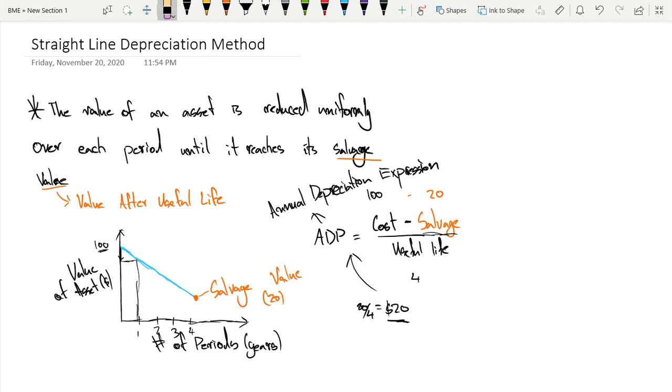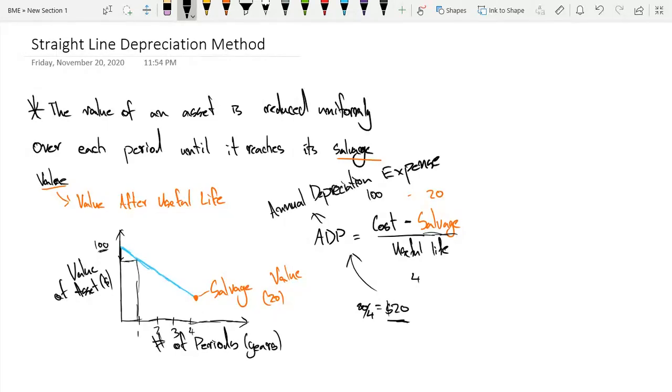So anyways, over here you can see that one small difference which I have made is I have written a label over here, annual depreciation expense, because in the previous video, for some reason, I chose to write this as ADP instead of ADE. So just wanted to emphasize that it stands for annual depreciation expense. Now back to the video.